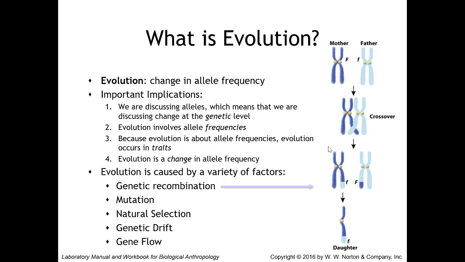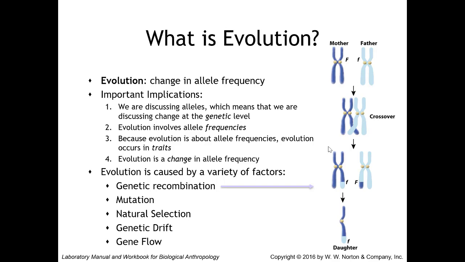Right? Secondly, evolution involves allele frequencies. So these are ratios of different alleles for each trait and are therefore calculated for groups rather than individuals. Therefore, evolution happens at the population level, not the individual level. Third, because evolution is about allele frequencies, evolution occurs in traits. So within a population at any given time, some traits may be evolving while others are remaining the same. It's not that the population isn't evolving. Instead, it is that the trait or traits are evolving within a population.